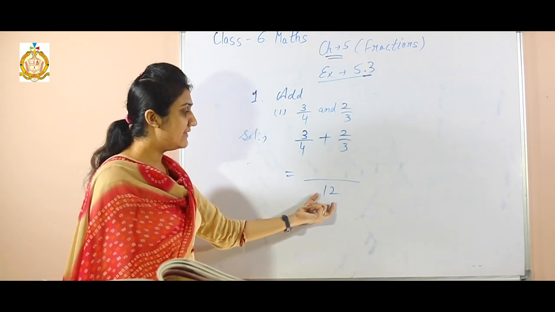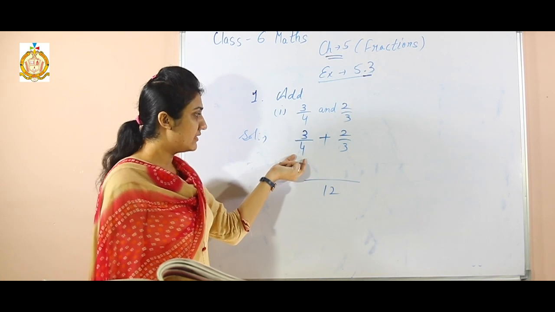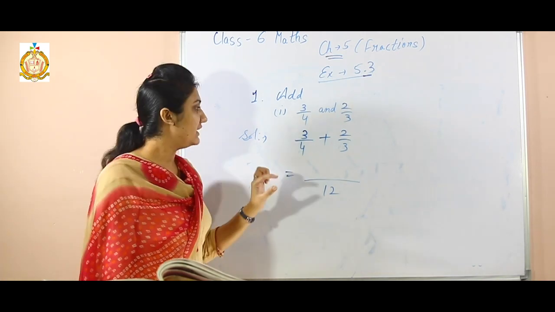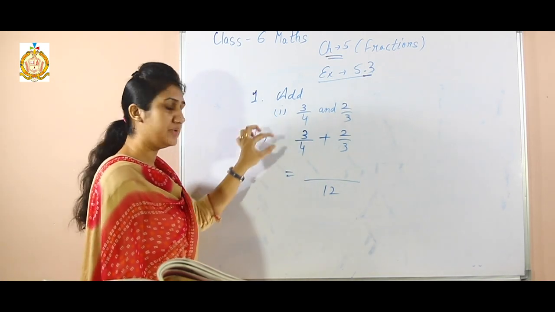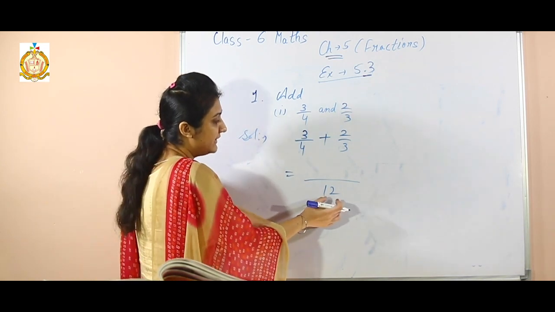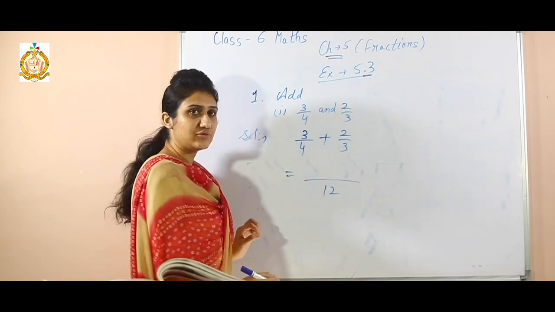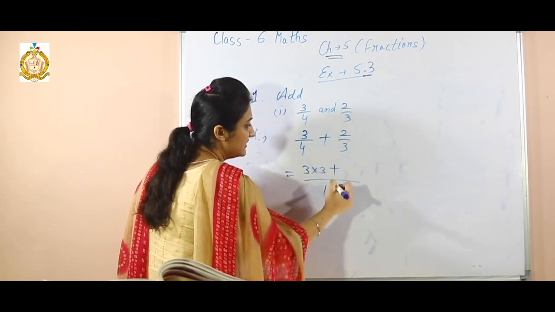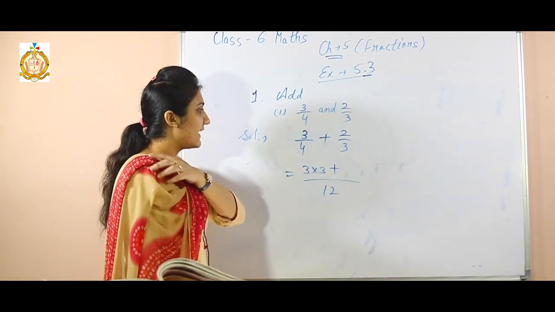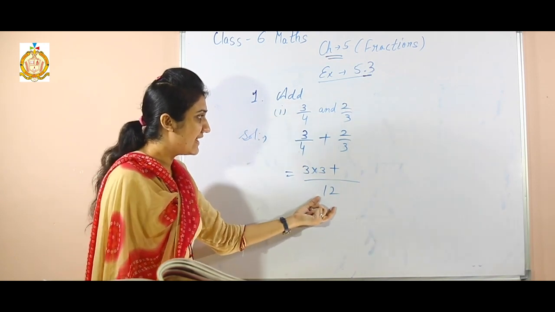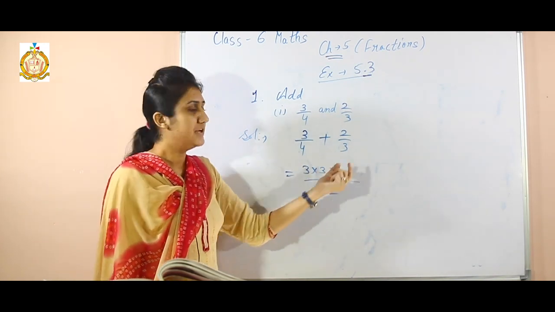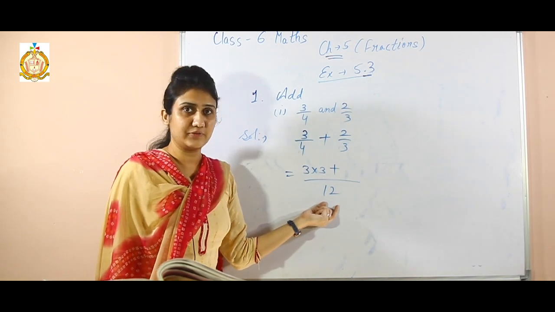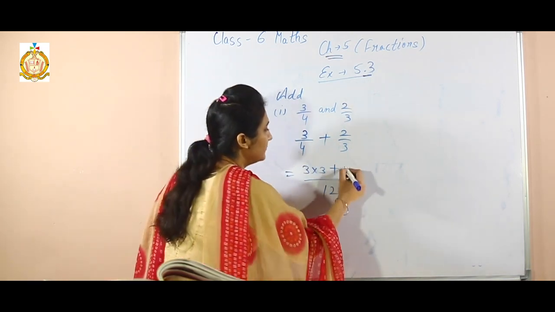Now divide the LCM by the denominator and multiply the result with the numerator. Like, divide 12 by 4, you will get 3. Multiply 3 with 3. Plus as such, and divide again the LCM by the denominator. Dividing 12 by 3, we get 4. Multiplying 4 with 2.